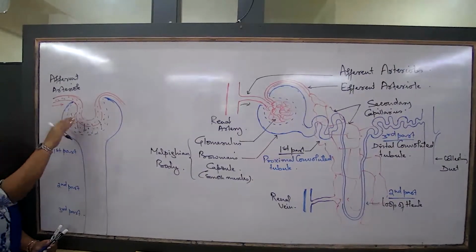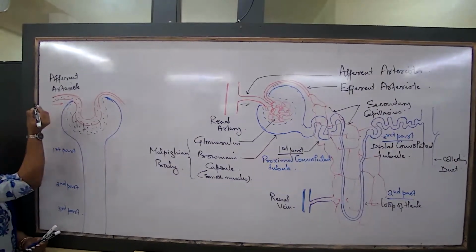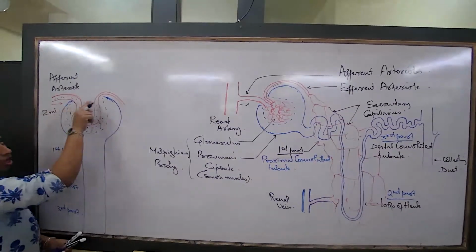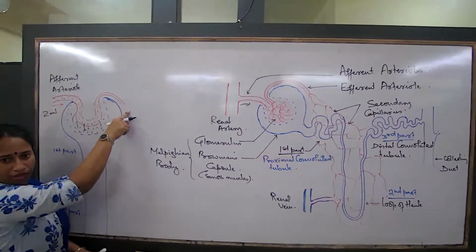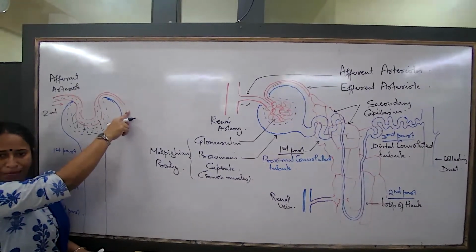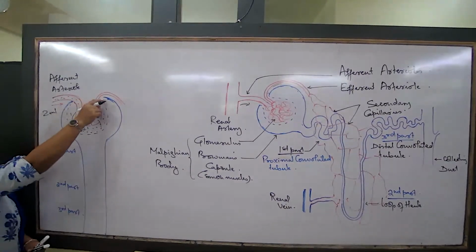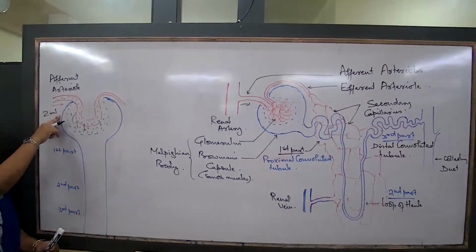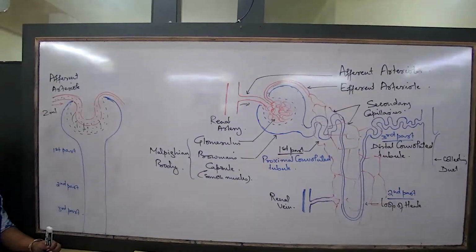Whatever blood is coming in, if I understand that at one specific period of time 2 ml of blood comes in, can the same 2 ml come out? No. Hardly 1 ml or 0.5 ml can come out because the diameter is extremely different. So we are talking about the broad afferent arteriole and the narrow efferent arteriole.